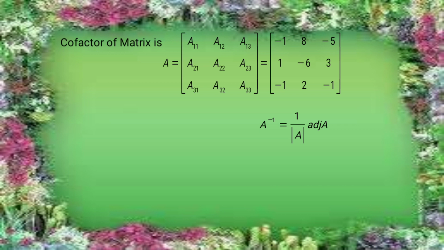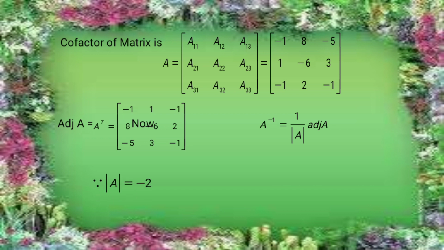Now we have to find out the adjoint of the cofactor matrix. We have to convert the first row into the first column. Adjoint of A is, first row becomes first column, that is minus 1, 8, minus 5 becomes the first column. Second row becomes second column. Third row becomes third column. So this is our adjoint of the matrix.